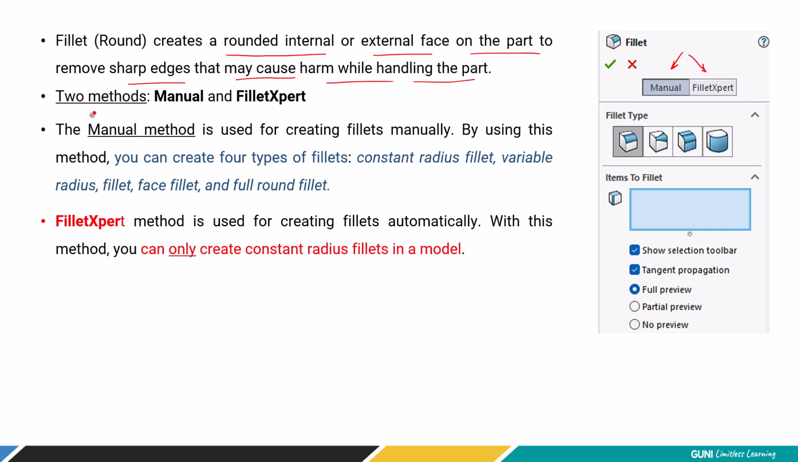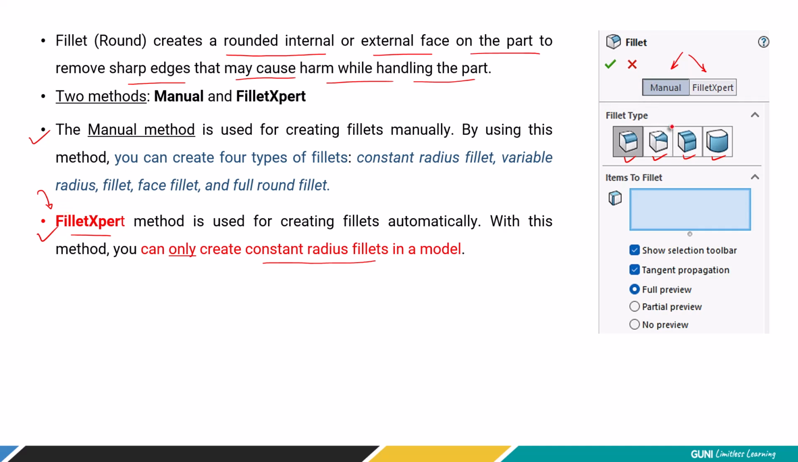Now, most of the time, we are going to use the manual method. Under the manual method, we have 4 types: constant radius fillet, variable size fillet, face fillet and full round. The fillet expert method is only suitable to create a constant radius fillet. When the manual method fails, the fillet expert will take care of the order of fillets and try to create the fillet. It is also a good way to change the fillet, to modify the corner fillet and so on.